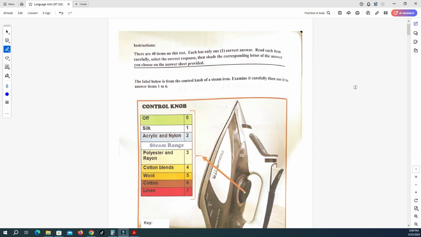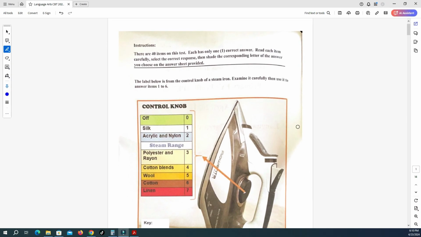I'm your host Brainy, and today I'm gonna attempt to do this CBT that is called the Language Arts CBT 2023. I'm also gonna be leaving this test paper in the description for you to download. Let's see how I would have done if I had taken this CBT in 2023.